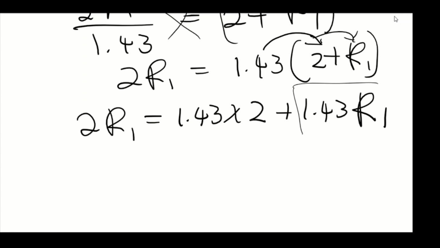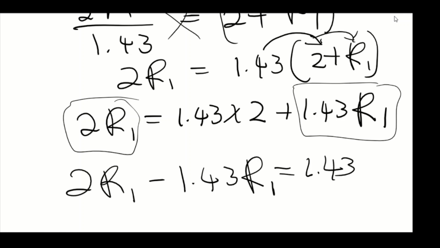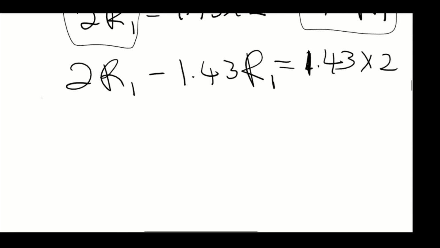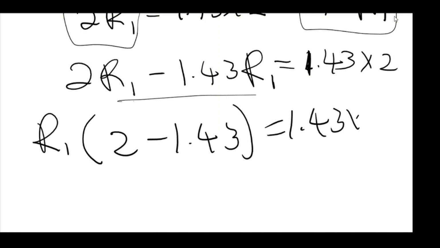So you're going to collect the like terms. So this 1.43 R1 will go to the other side here. So it's going to be 2R1 minus 1.43 R1 equals 1.43 times 2, right? And then you can just subtract both, or just factorize R1. It's going to be R1 times (2 minus 1.43) equals 1.43 times 2.